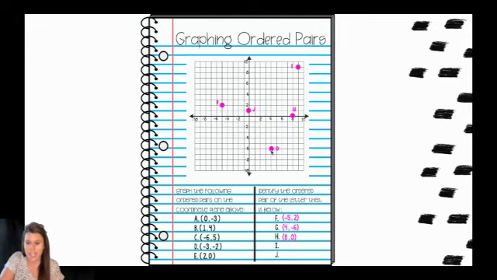So H is (8, 0). So with (8, 0) I went right. I should be at (9, 9). So I'm going right 9, up 9. And then J should be (0, 1).